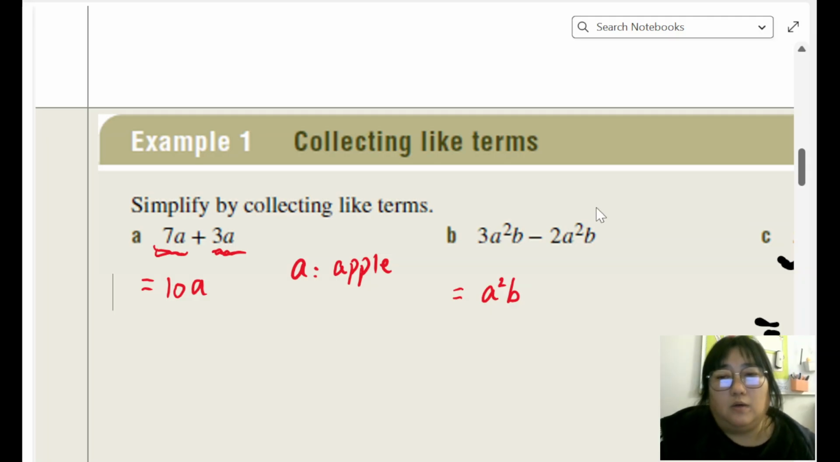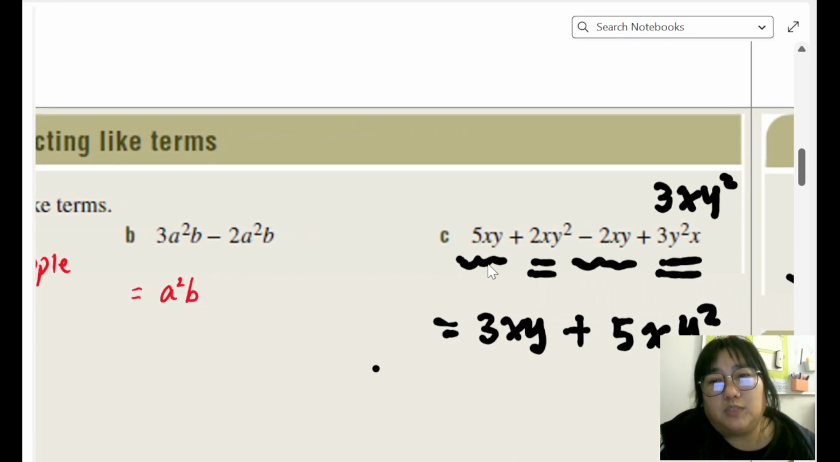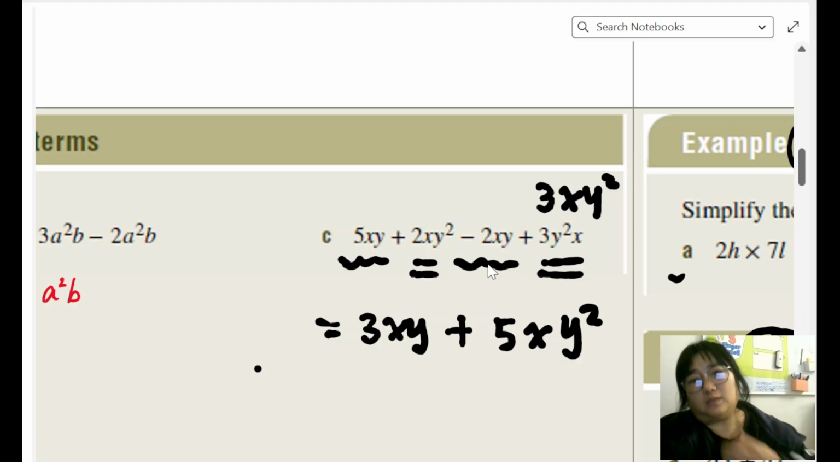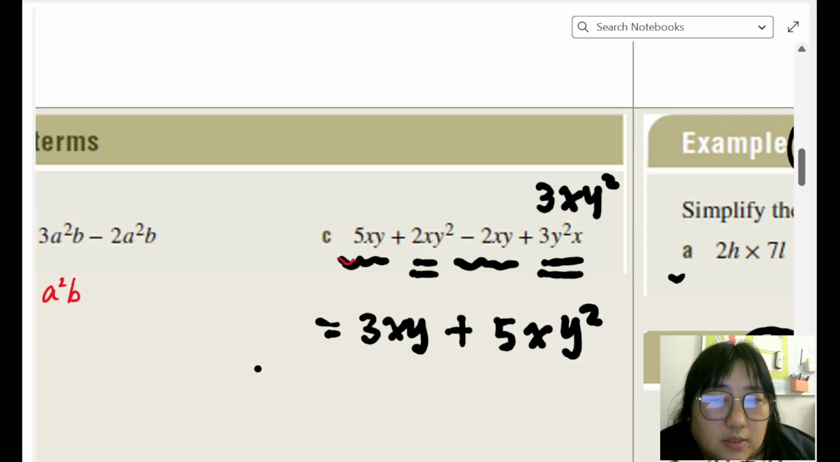Okay, so after we're familiar with like terms, we will probably check this kind of question. And you can see here, I always advise my students, for these like terms, to label them. You can use the same kind of label, like the wave, or this one is 2 underline, and then we can just group them together.